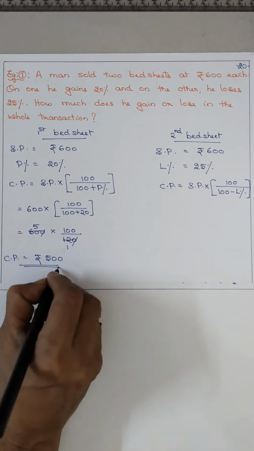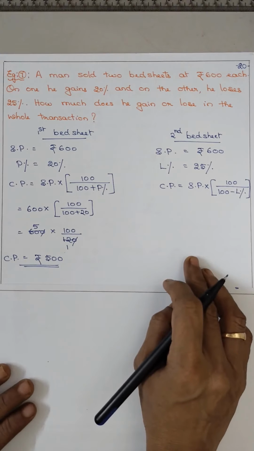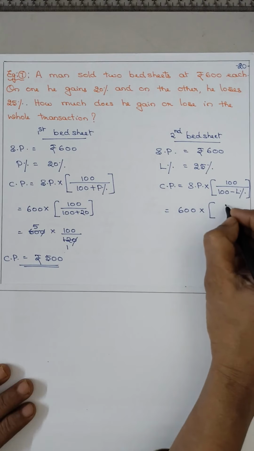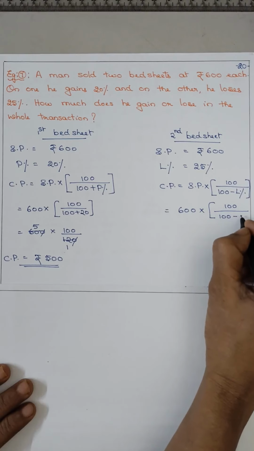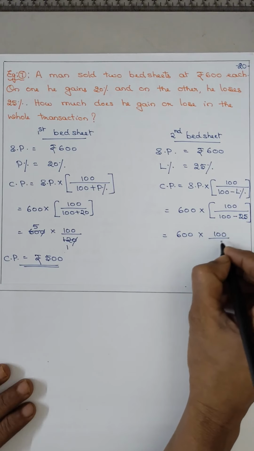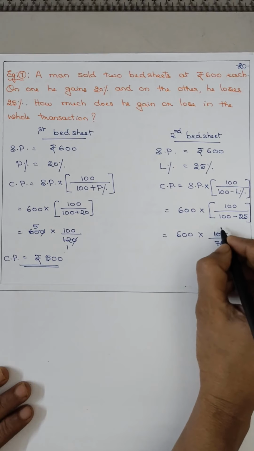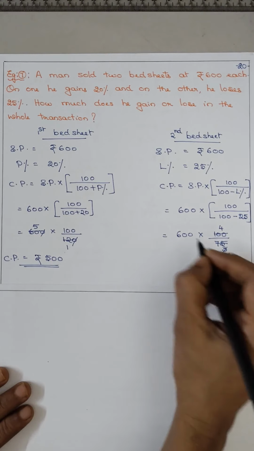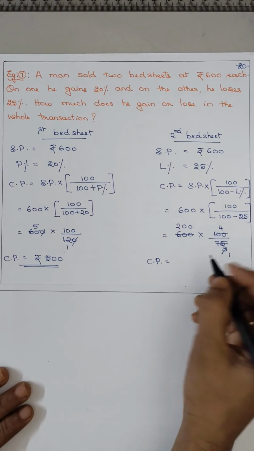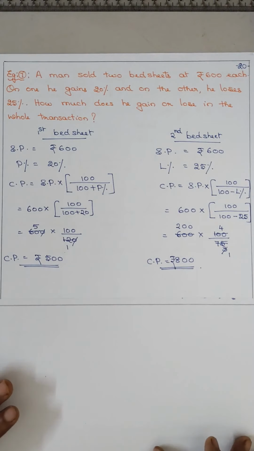So how much CP did you get now? ₹500. What is the CP of the first bed sheet? ₹500. But let's see what the CP of the second bed sheet will be. SP 600, and here 100 upon (100 minus 25), that is 600 into 100 upon 75. You know 25 threes are 75. Now 3 ones are 3, 3 twos are 6, and 2 zeros. That means CP, now you got how much? 4 twos are 8. So what is the CP of the second bed sheet?